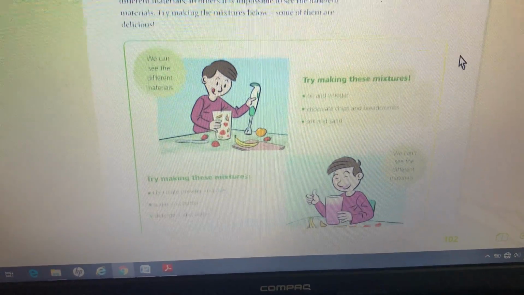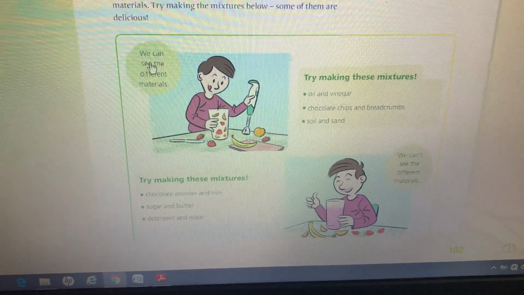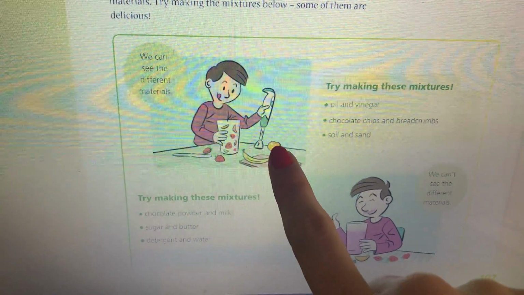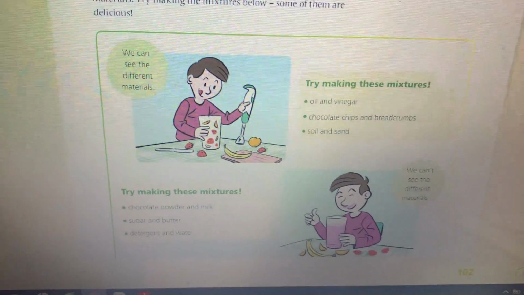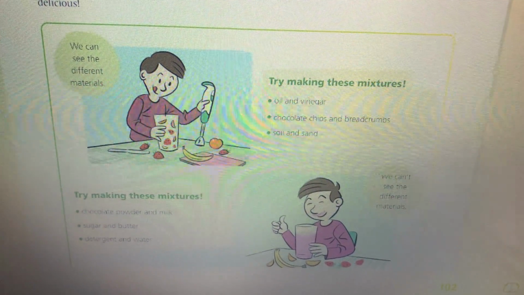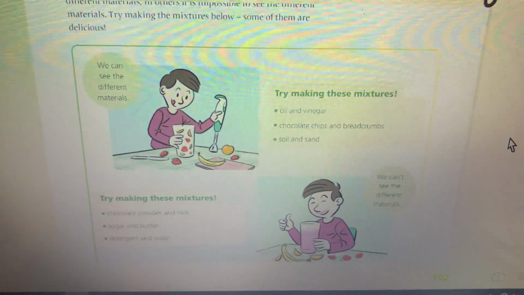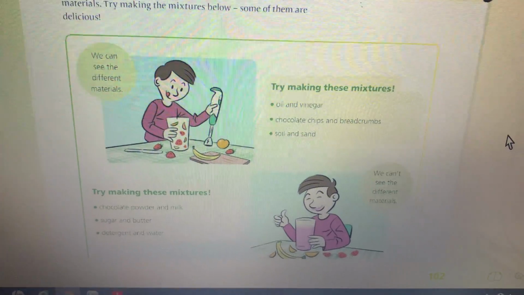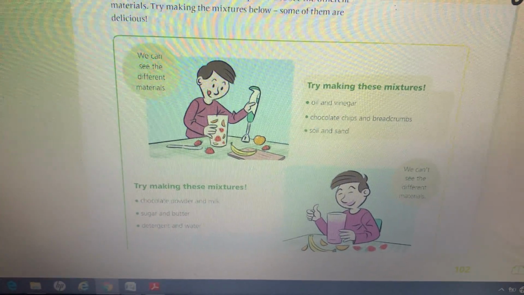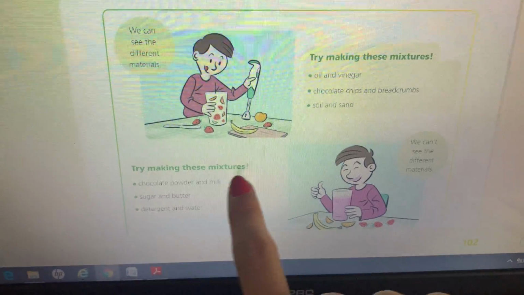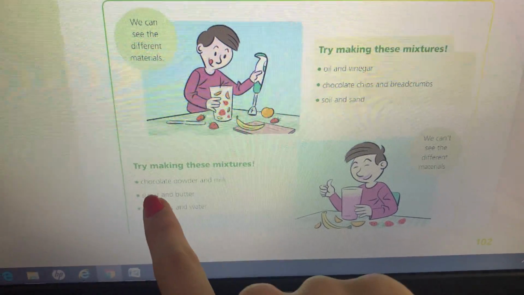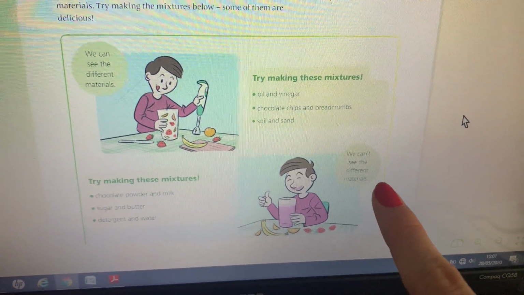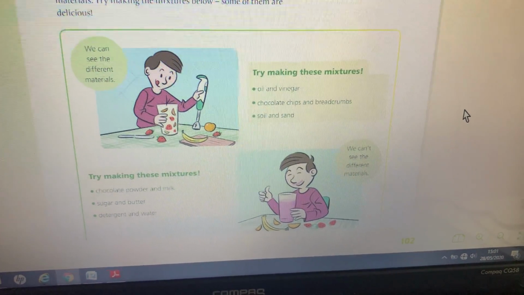Let's see the examples that appear in the book. It says we can see different materials. Here we can see strawberries, bananas, peach or orange. And it says try making these mixtures: oil and vinegar, chocolate chips and breadcrumbs, soil and sand. And then it says try making these mixtures too: chocolate powder and milk, sugar and butter, detergent and water.